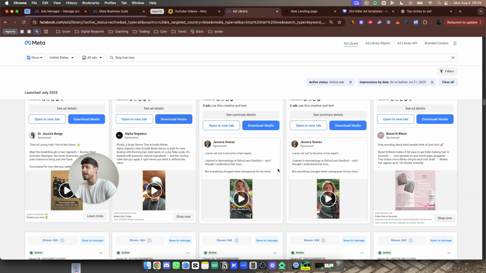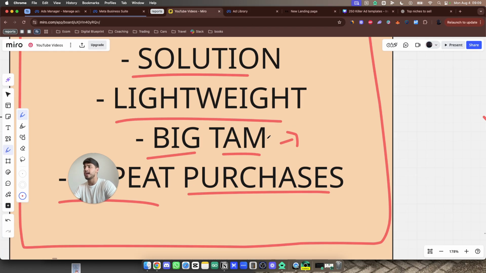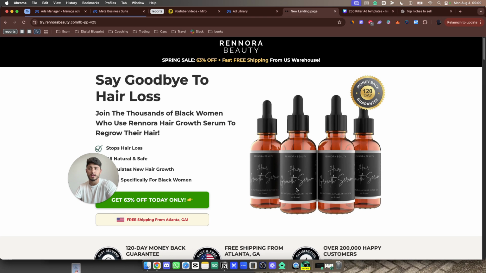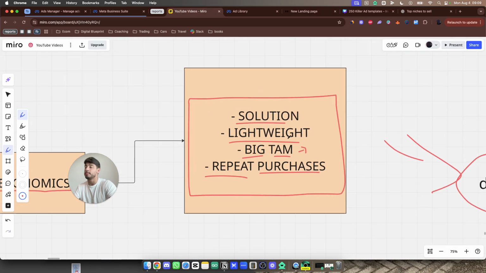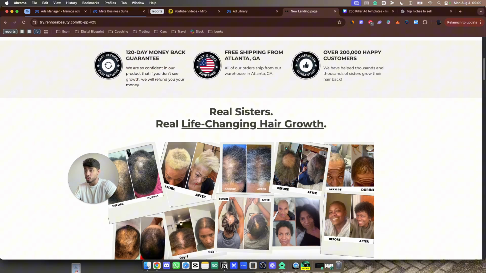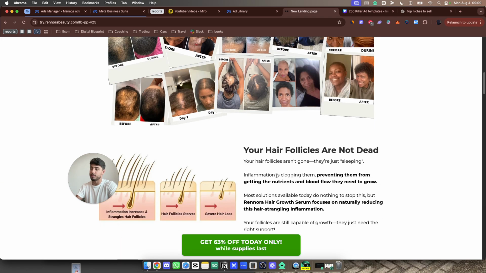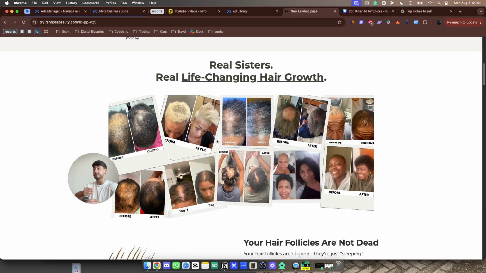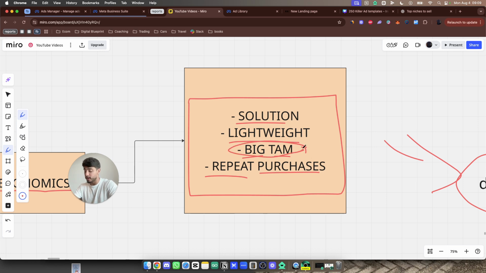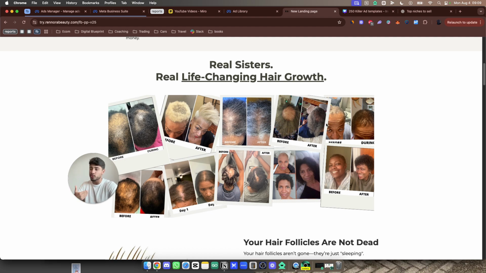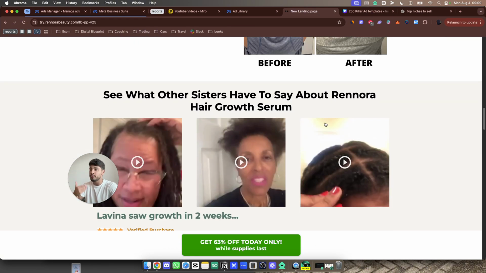And then what we also have when we go down here is that it's a lightweight product that they're selling. If we go over the product, hair growth serum, pretty lightweight if you ask me. Then we also have a big total achievable market. There are lots of black people out there that are losing their hair or having thinning hair, and a lot of black women are wearing wigs and stuff. You get the point. They can even branch this out to black men who also have their hairline very far back. A lot of people are struggling with this issue, so the total achievable market is there, and it's also good for repeat purchases. Why? Because once you use it once, it's not going to keep your hair forever. You've got to keep using it, and especially even this.